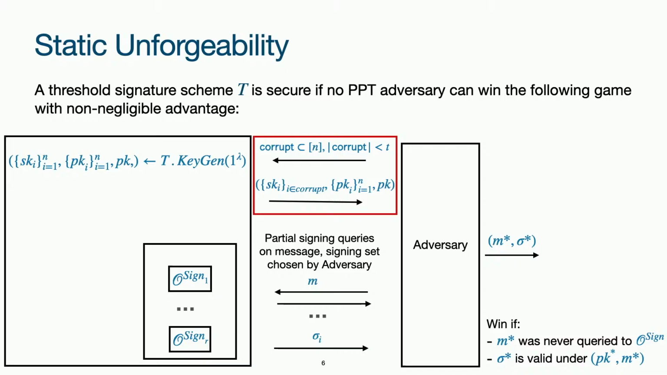So at the beginning of time, the adversary says, I want to corrupt this set of parties, and it receives the secret key material for those parties. Then it can query honest signers of its choosing, and the adversary representing the corrupt parties can participate in the signing protocol as it wishes. The win condition is similar to a single party signature: if it can produce a forgery on a message that was not queried to an honest signer, we say that the adversary wins the experiment.